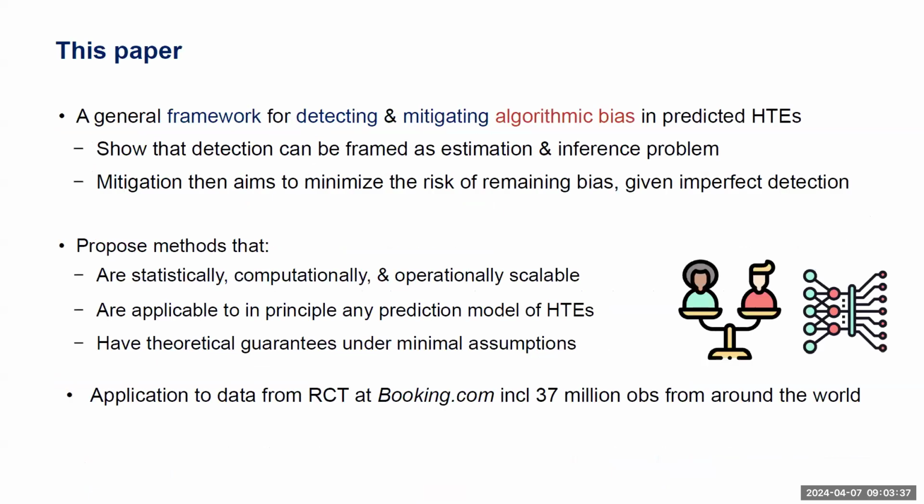So what we consider in this paper is a general, quite simple framework for detecting and mitigating algorithmic bias in predicted heterogeneous treatment effects. And we will show that the problem of detecting this can be framed as a general estimation and inference problem. And then how to actually address it can be quite tricky. It will show some kind of fundamental challenge there.